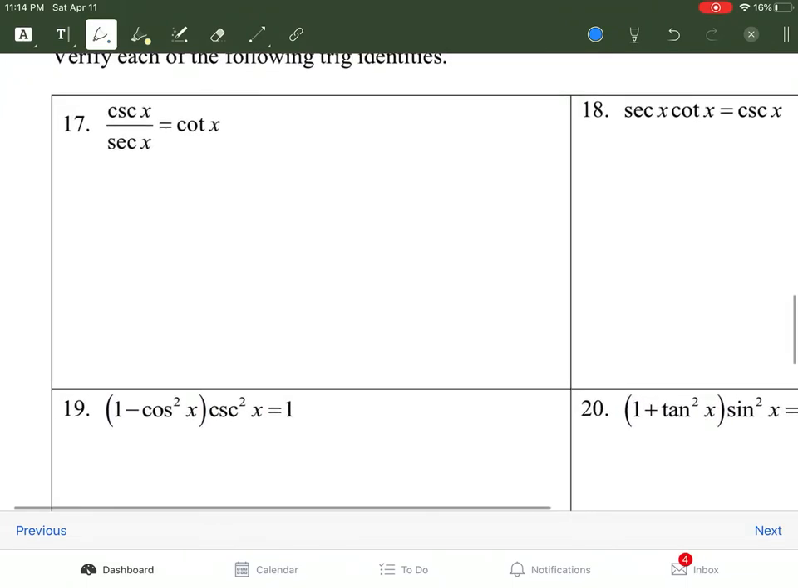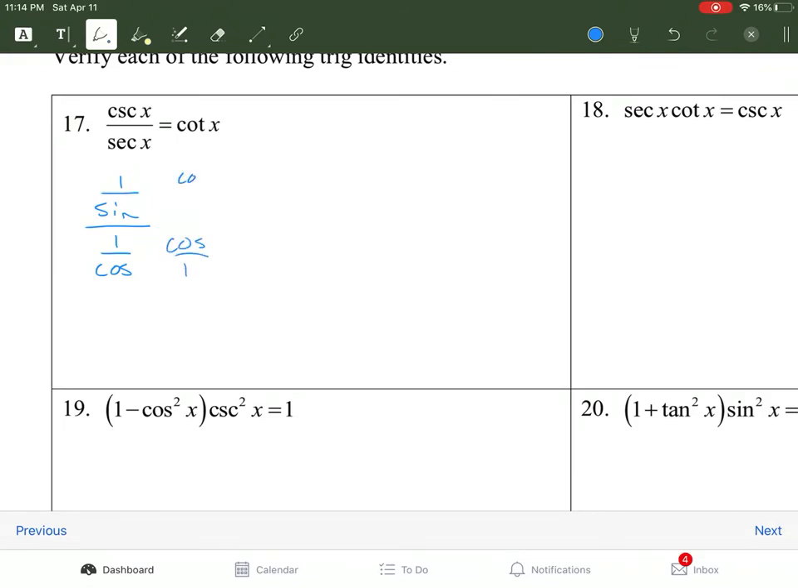Here we go. So cosecant, you can make cosecant into 1 over sine, and secant can be 1 over cosine. Since it's a complex fraction, we're going to multiply by the reciprocal of the denominator, so we have cosine over 1 and cosine over 1. All this cancels. We're left with cosine over sine, and cosine over sine is cotangent.